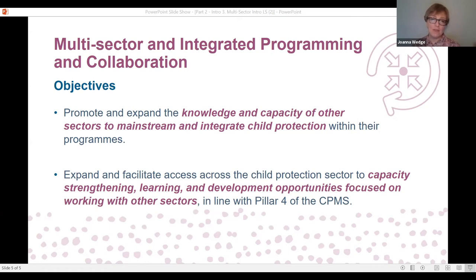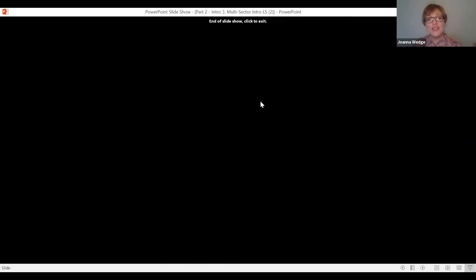And then finally, to expand and facilitate access across our own child protection sector to strengthen our capacity, learning and development opportunities about working with other sectors. We know that we need some enhanced skills, understanding, and knowledge of the language that other sectors use to discuss children, to discuss protection, and so on. So working on ourselves, so to speak, in terms of improving our skill set and our knowledge base about doing integrated programming and about specific sectors. So this is the overview of strategic priority three.